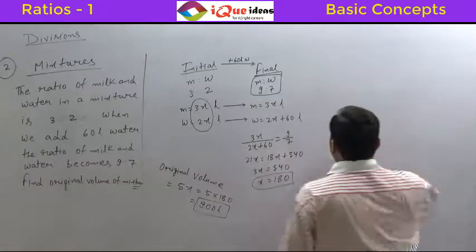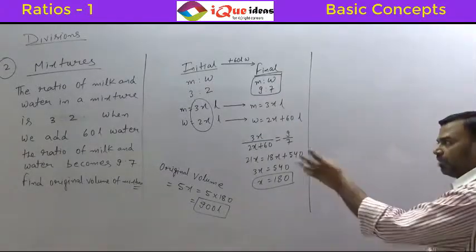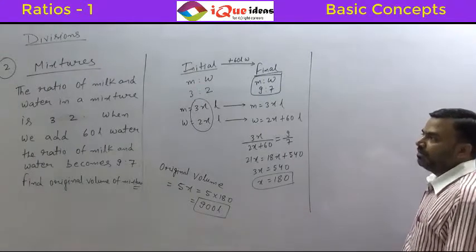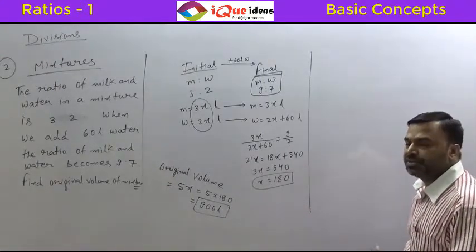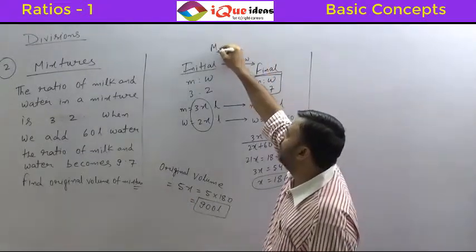Okay, now let's take another one. The second method, I'll do the whole question again from the beginning. The second method is based on the process of division that we had done initially. Okay, so this is method 1.